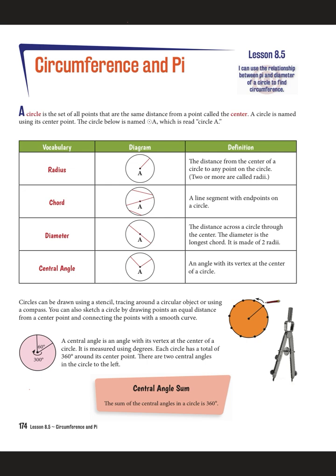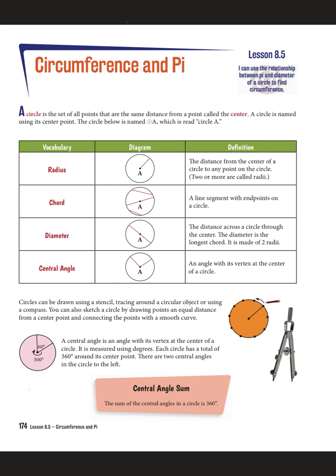A central angle is an angle with its vertex at the center of the circle. It is measured using degrees. Each circle has a total of 360 degrees around its center point. There are two central angles in the circle to the left.